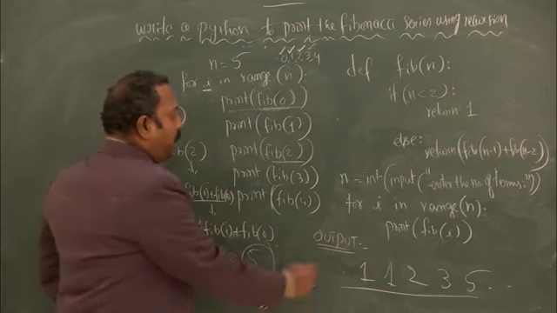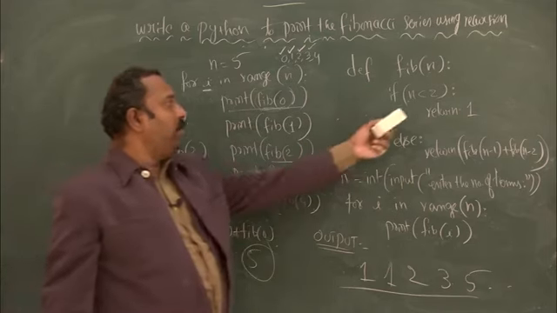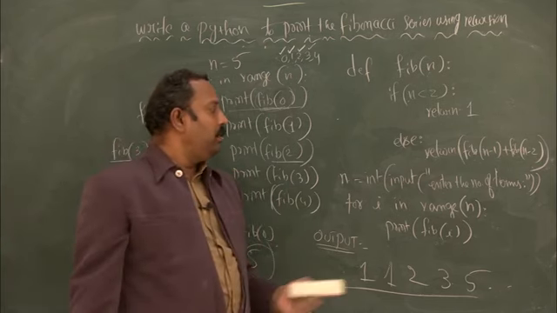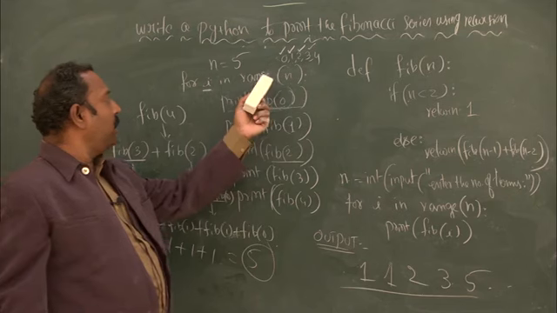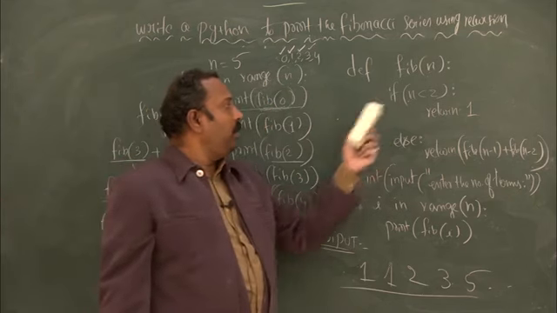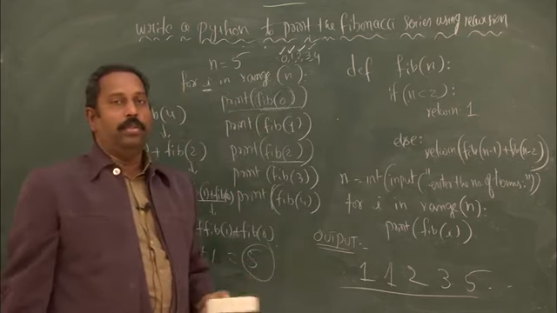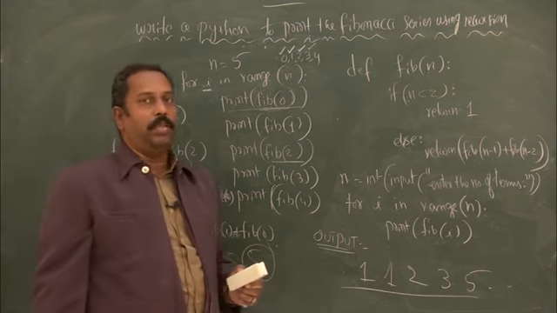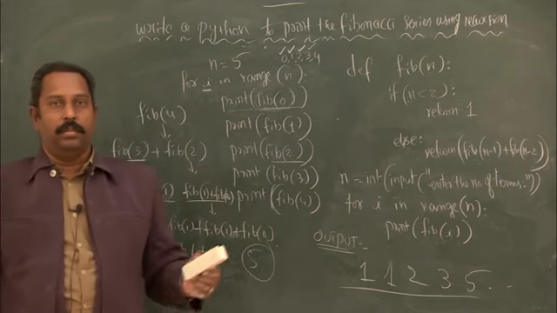Suppose I want to get 0 here. Then what you have to do? Here we have to change the condition. Then we will get 0 here. Otherwise you can start n with, you have to change the condition. Then we will get the value 0. So like this is the logic for finding Fibonacci series using recursion. Thank you.